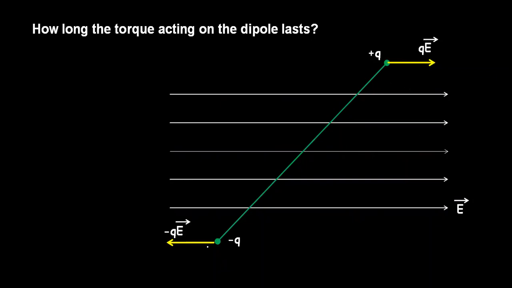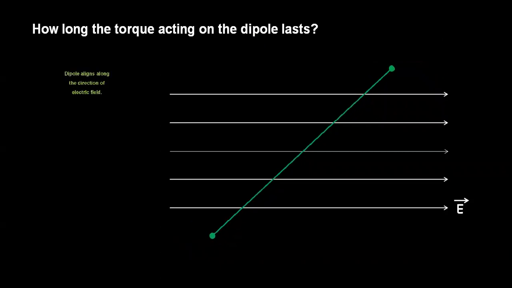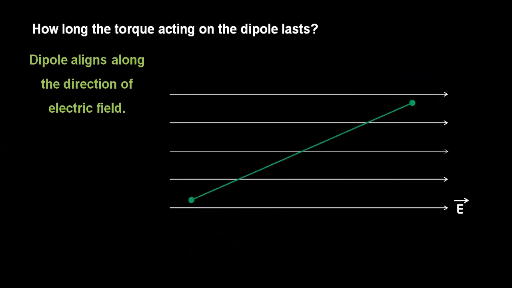Now we can see the two charges are experiencing two forces, QE vector and minus QE vector. And these two forces constitute a couple. Therefore, here the dipole is going to rotate in the clockwise direction like this. Okay, you can see the dipole is rotating. After some time, you can see the dipole is getting aligned in the direction of the external field, with the positive charge facing the direction of the external field and the negative charge facing a direction opposite to the external field.